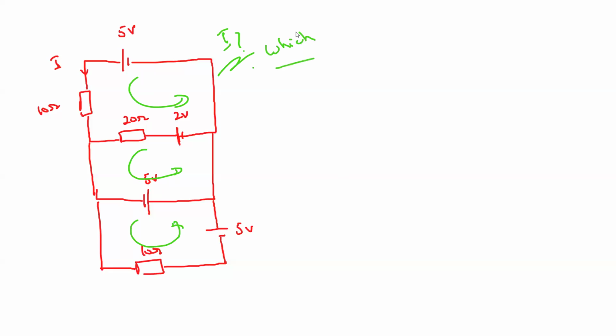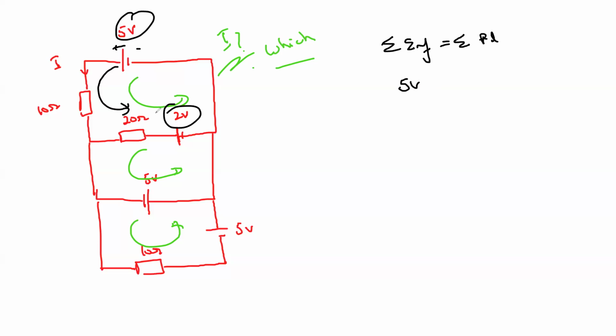When I take the first loop, the total EMF must be equal to the total potential difference. The total EMF is 5 there. Should I add or subtract the 2, since there are two supplies, 5 volts and 2 volts? I should subtract them. Why? Because the 5 volts is trying to push the charges in this way, and the 2 volts is trying to push the charges in the opposite way. When two supplies push the charges in opposite directions, we subtract them. So it will be 5 minus 2.